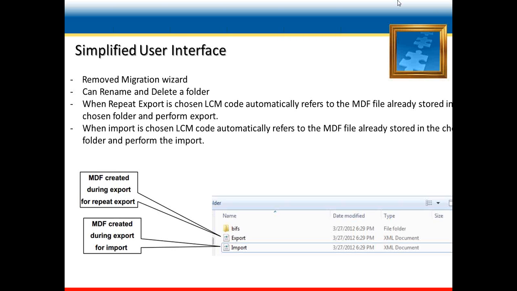When repeat export is chosen, LCM automatically refers to the MDF file already stored in the chosen folder and can perform the export. When import is chosen, LCM automatically refers to the MDF file stored in the chosen folder and performs the import. In the screenshot you can see here the export and import, which use the MDF, that is, the definitions file of the migrations.